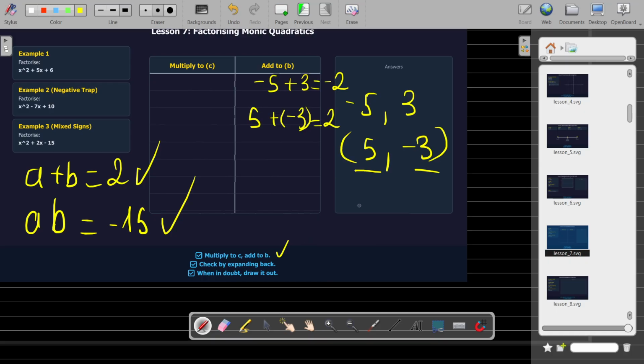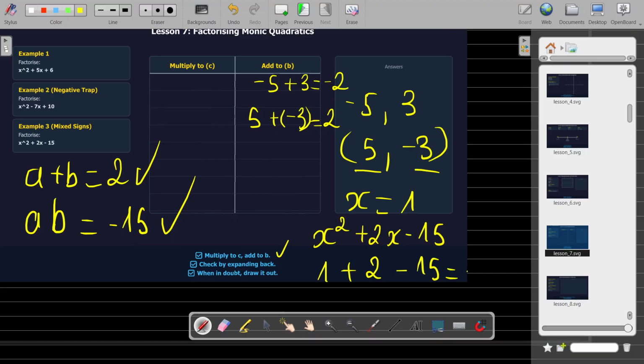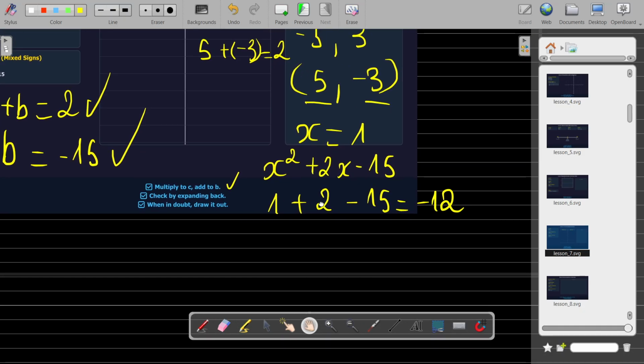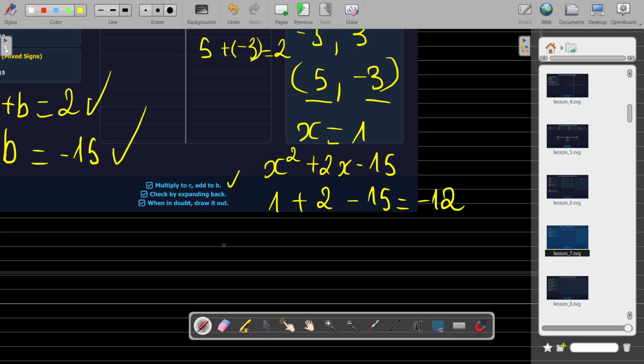So with x equals 1, of course, I'm going to write it out. So I'm going to write out x squared plus 2x minus 15. This is our original example. When we put 1 here, we have 1 plus 2 minus 15, and this will give us -12. Now of course we want to factorize this, and then when we factorize this, what we have is we will have a, I think this is how it's written.